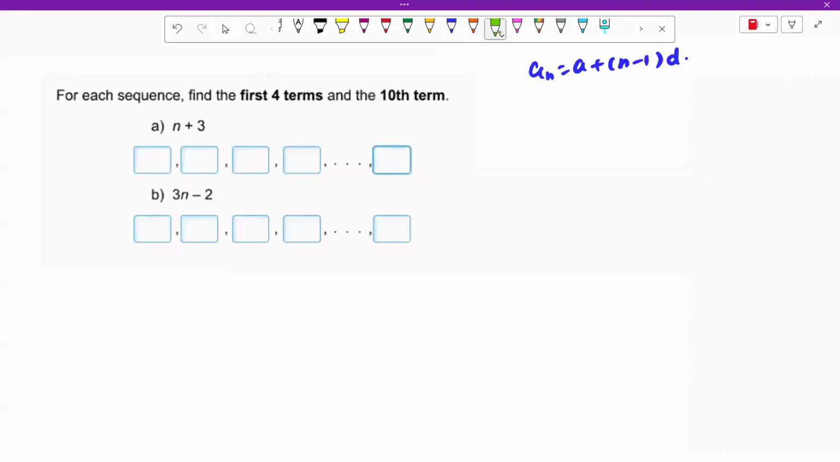So you remember we just learned an is equal to a plus n minus 1 into d. So over here, there is n plus 1. That means they are giving us an an. An is equal to n plus 3. We want to find out the first four terms, so a1, a2, a3, a4 and a10. We just have to plug in the n value here. You tell me now what is going to be the answer.